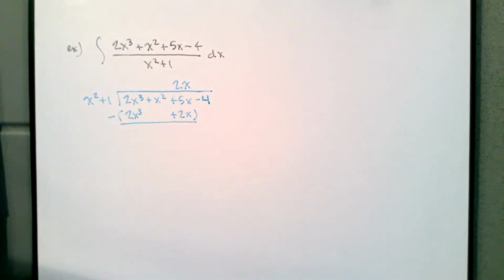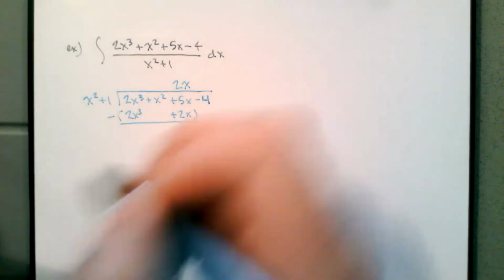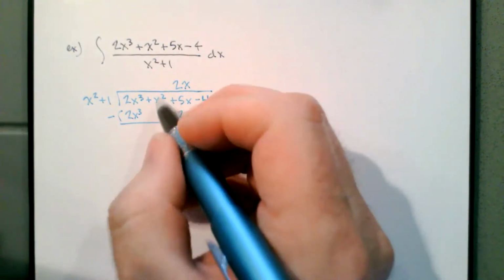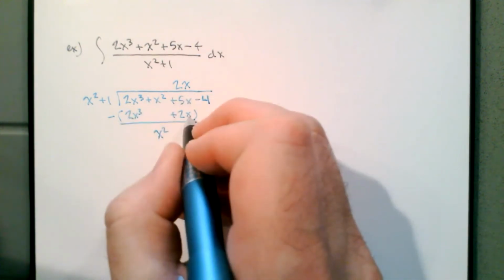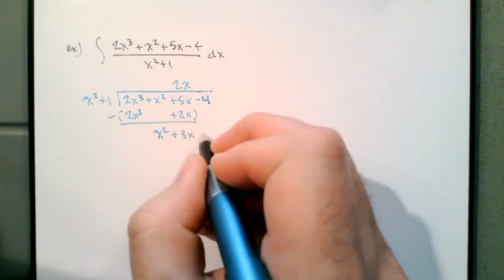I'm just following the same plan that we always use when we're doing long division. How many times can I subtract the denominator from the numerator? In this case, we start off with that first term. How many times can I subtract x squared from 2x cubed? I can do that 2x times. And then we need to subtract. 2x cubed minus 2x cubed is 0x cubed. That's what we wanted to happen. We want that first term to go away. x squared minus nothing is x squared. 5x minus 2x is 3x. And negative 4 minus 0 is negative 4.